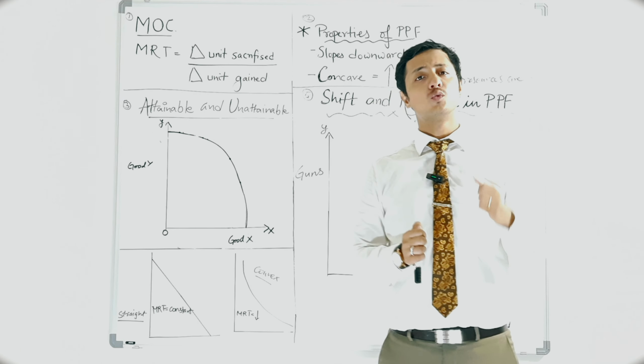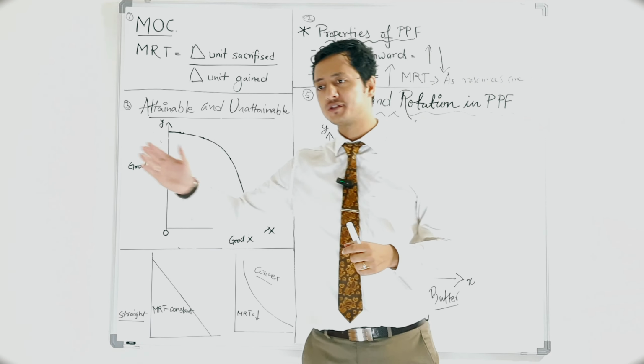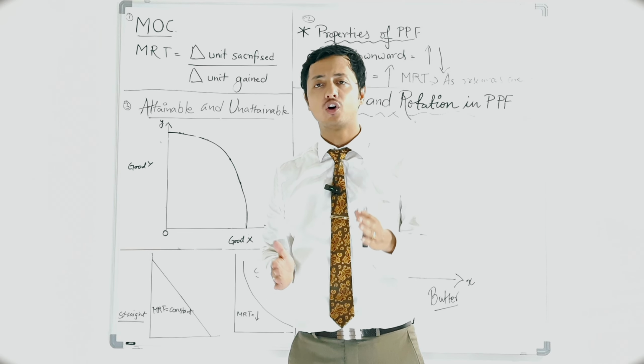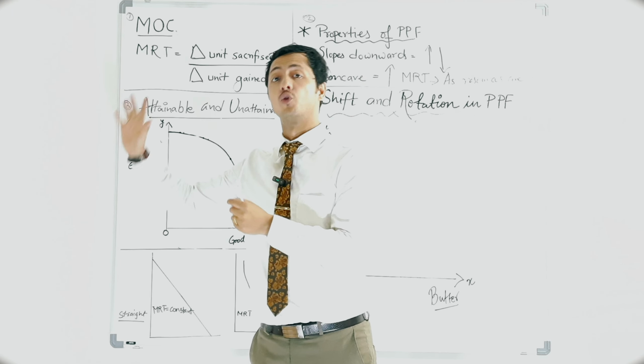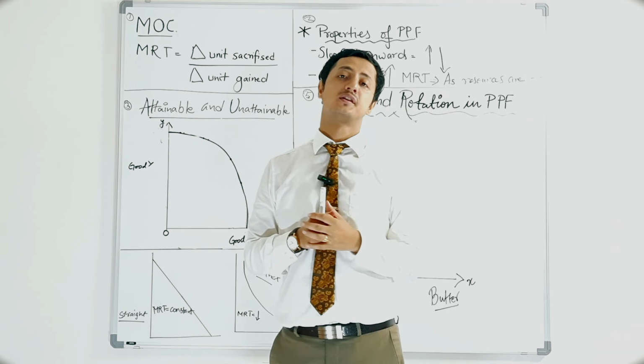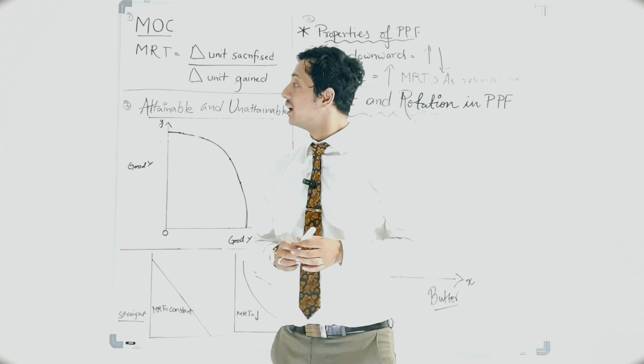Why are we sacrificing one commodity to gain one additional unit of another commodity? It's because resources are limited. So in order to gain something more, you have to sacrifice the other commodity, right?